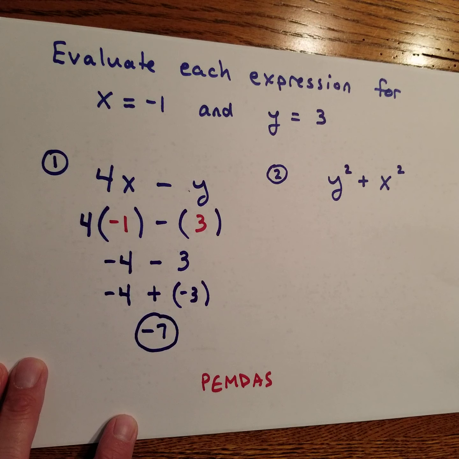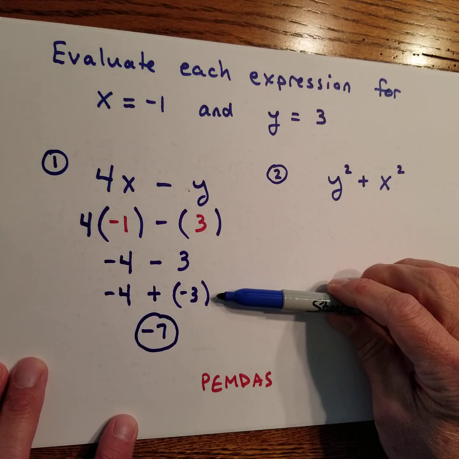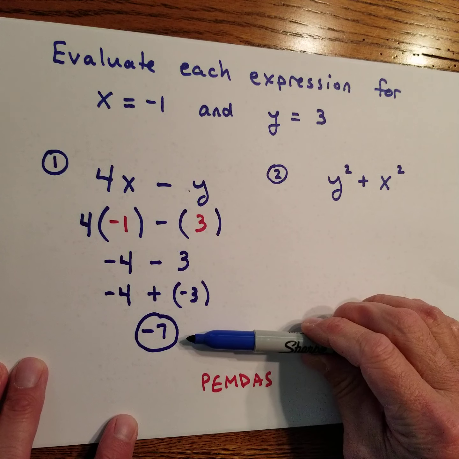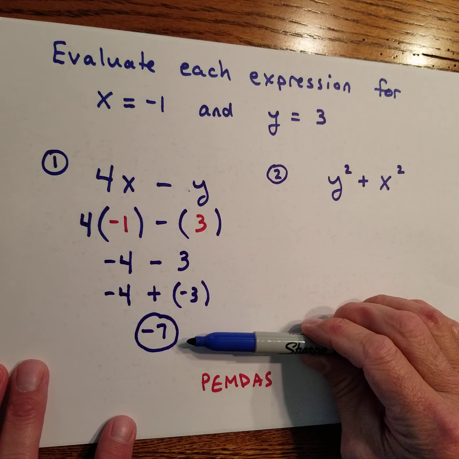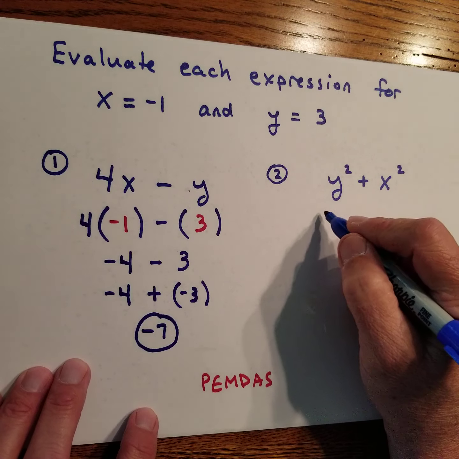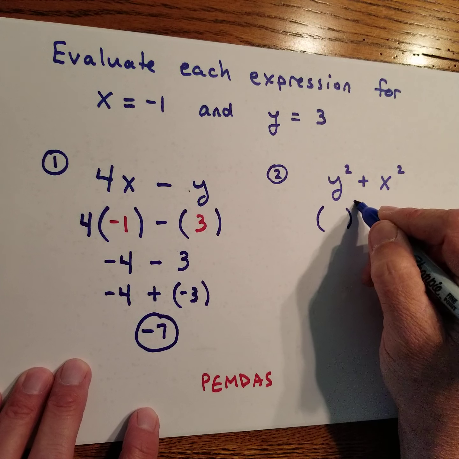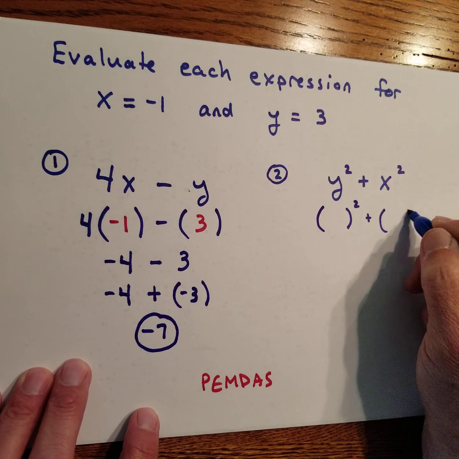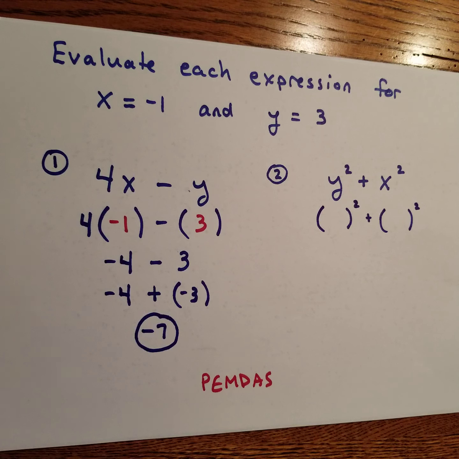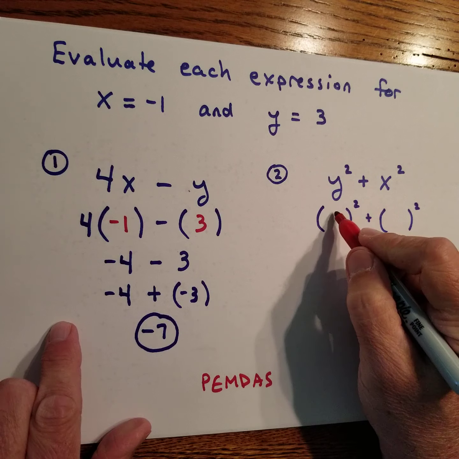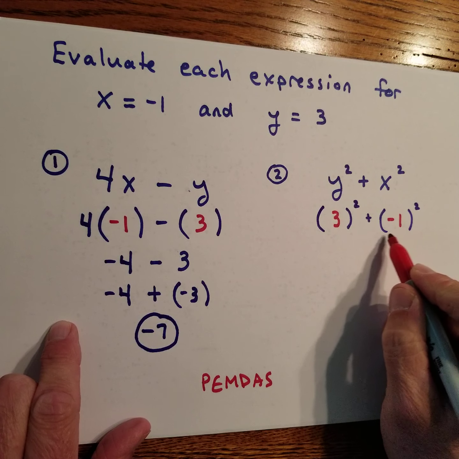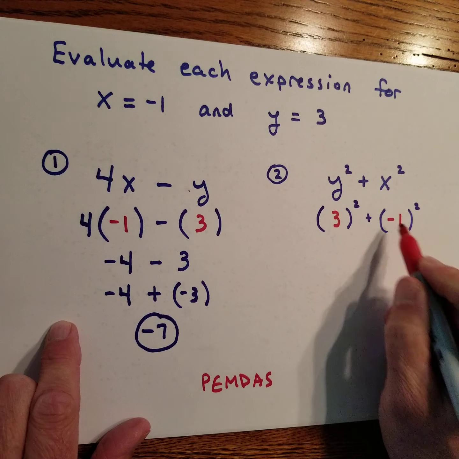I know that some of you are going to leave this line out. You'll just go -4 minus 3, oh, that's -7, and go straight to the final answer. And that's fine as well. For number 2, I have y squared plus x squared. Here's one of the reasons that I really like the little set of parentheses, is that when I plug in for y and I plug in for x, the little set of parentheses helps me keep this negative straight.